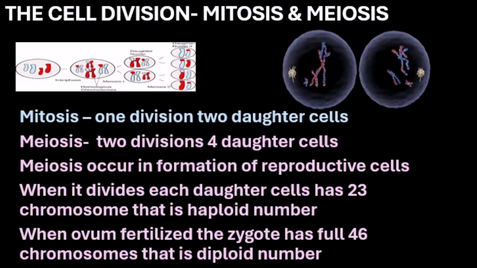Next portion is the cell division. Cell division includes mitosis and meiosis. Mitosis is 1 division, 2 daughter cells, and meiosis 2 divisions, 4 daughter cells. Meiosis occurs in formation of reproductive cells. When it divides, each daughter cell has 23 chromosomes, that is haploid number. When ovum is fertilized, the zygote has the full 46 chromosomes, that is diploid number. So remember all these points, especially related to meiosis.